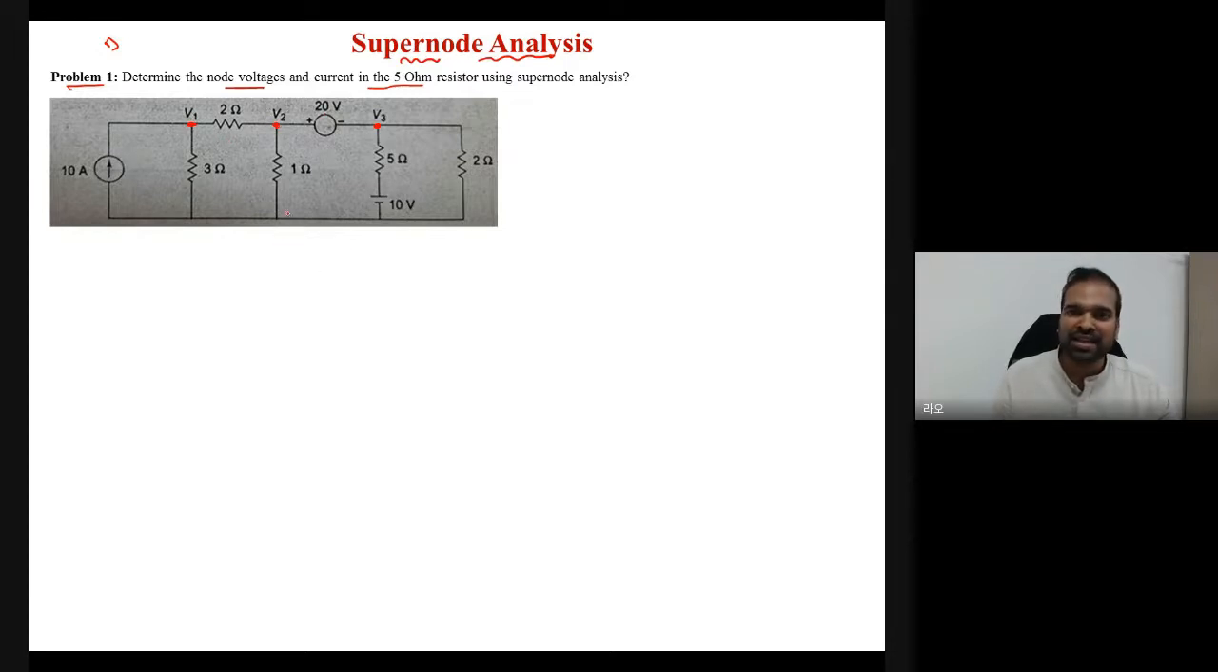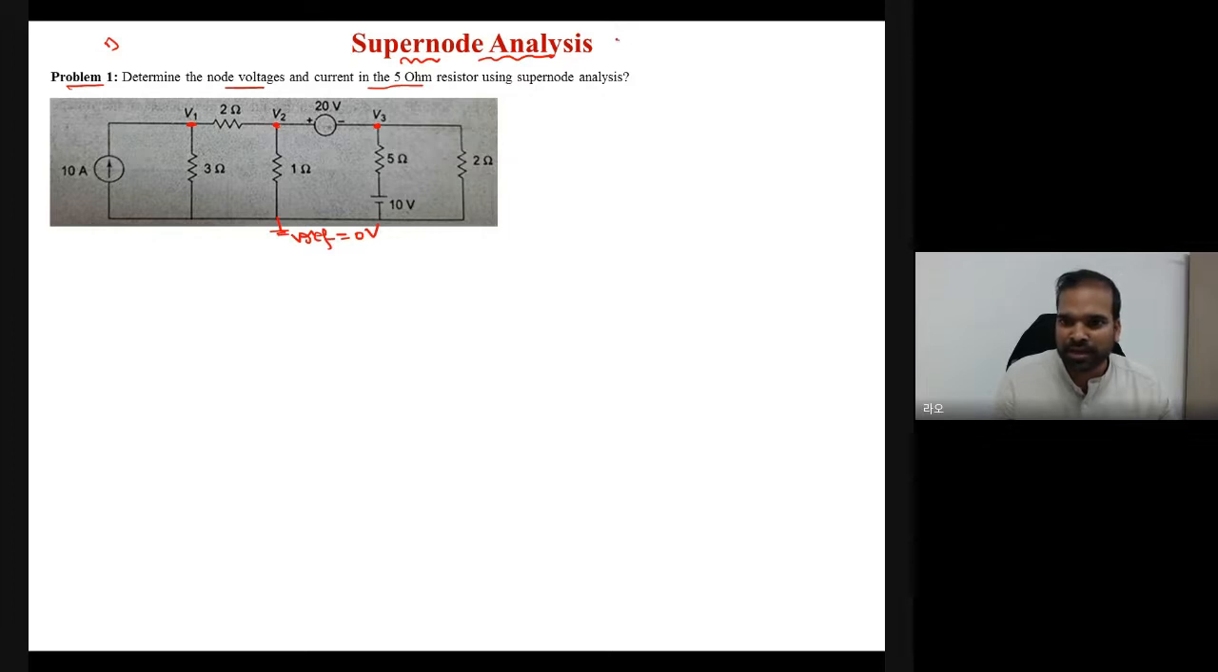So we need to consider a reference node that is equal to 0. For any given circuit, we have only one reference node with the value of 0 volts. Clear. Now what we need to do? We need to identify whether we need to apply node or supernode analysis.